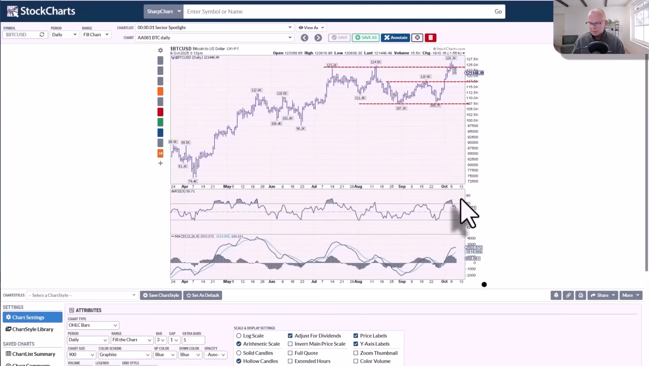Here also you see that there is no divergence because this rally peaked here and now it's going lower. So RSI is just following price. The same goes for the MACD. So no divergences, no signal for a major peak in the making. If we manage to clear that 125, 126 area convincingly, then obviously the upside for Bitcoin opens up again.